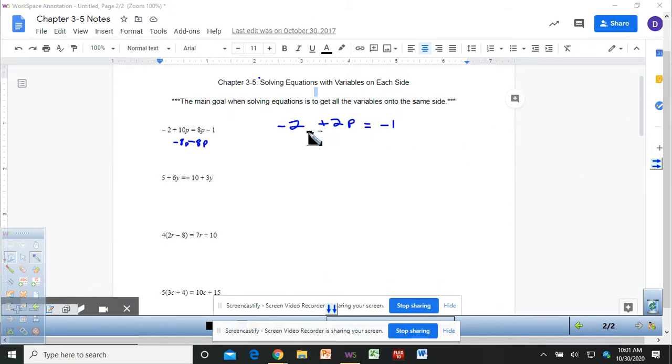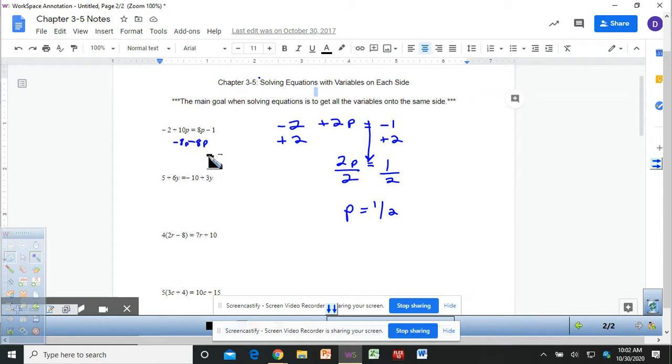And now, since after we're done with this, it looks just like the problems we've been working on the past few days. So you're going to drop your anchor, and then you're going to get rid of all your things that are adding, subtracting. So there's negative 2. The opposite of a negative 2 is a positive 2. So we're going to add a positive 2 to both sides. And then you have 2p equals 1. Now we got to get rid of this multiplying. So the opposite of multiplying is divide. So we're going to divide by 2. And p equals 1/2.